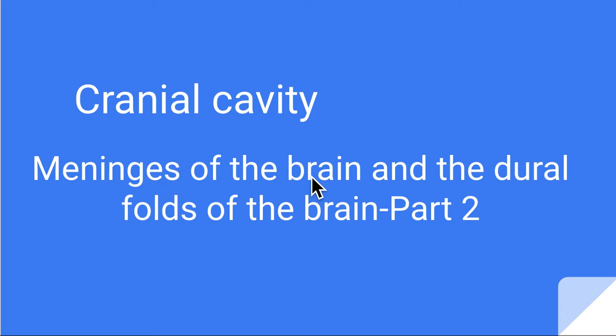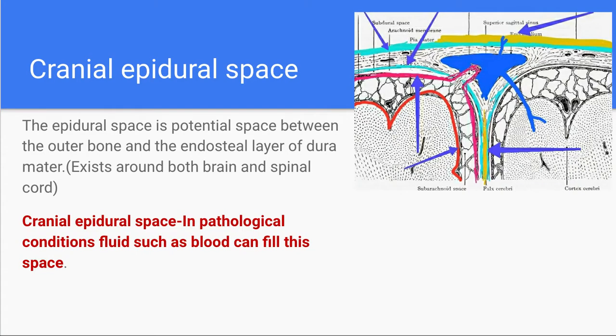So we had begun our discussion on the cranial cavity. We were talking about the meninges of the brain and the dural folds of the brain in part 1. In part 2 we'll continue with the other two meninges of the brain, which are the arachnoid mater and the pia mater, and also talk about the nerve and blood supply as well as the venous drainage of the dura mater. Now before we get into arachnoid mater and pia mater, let's first talk about the epidural space.